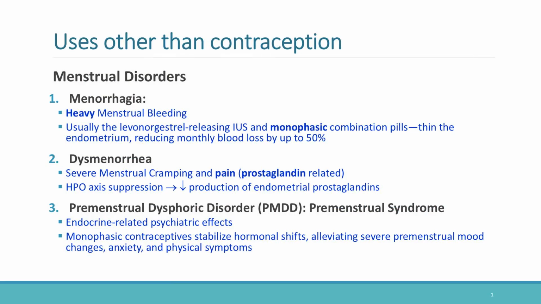Hormonal contraceptives are widely used beyond contraception. In menorrhagia, levonorgestrel-releasing intrauterine systems and combined oral contraceptives reduce endometrial proliferation and significantly reduce menstrual blood loss. In dysmenorrhea, suppression of ovulation reduces endometrial prostaglandin production and therefore decreases menstrual pain. Monophasic contraceptives may also stabilize hormonal fluctuations in premenstrual dysphoric disorder and reduce severe mood symptoms. Thus, hormonal contraceptives are important therapeutic endocrine regulators rather than merely fertility control agents.